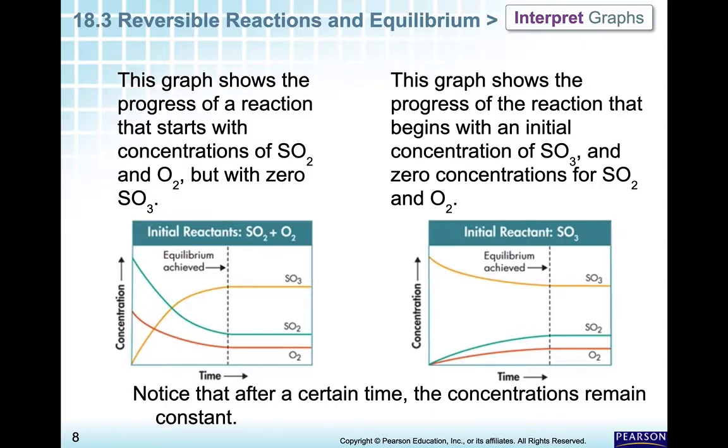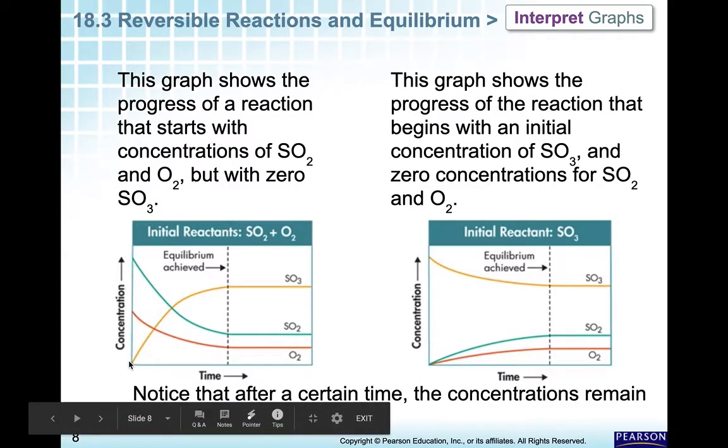Now we can approach this state from either side of the reaction. To give you an example, on this side, say we started with a mixture of SO2 and O2. Over here we've graphed concentration. So we start a reaction with a mixture of these two reactants, but 0 SO3. Notice that this line starts at 0.